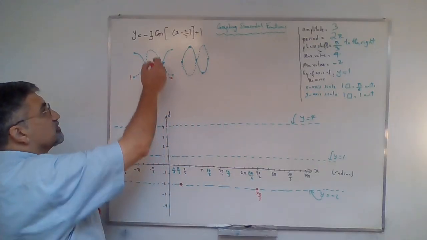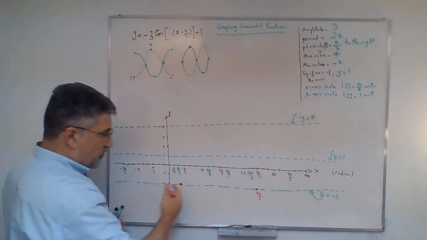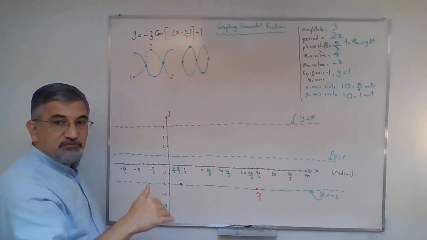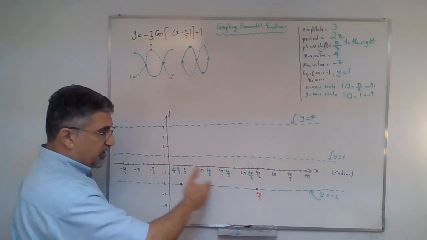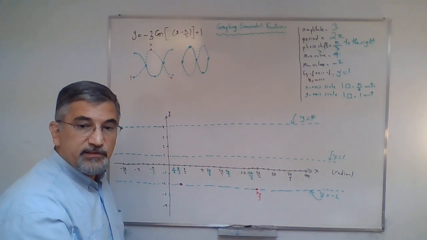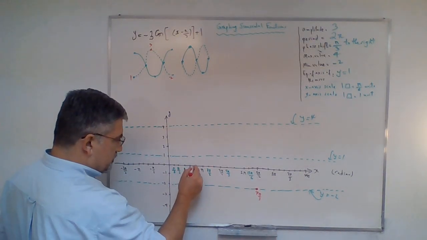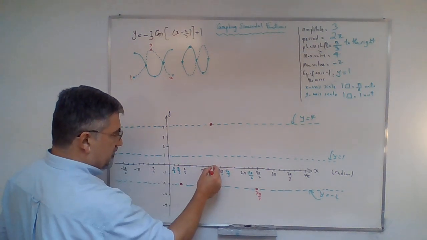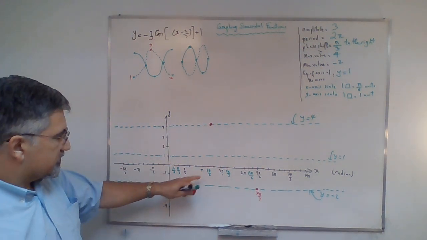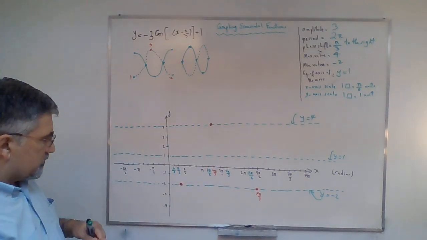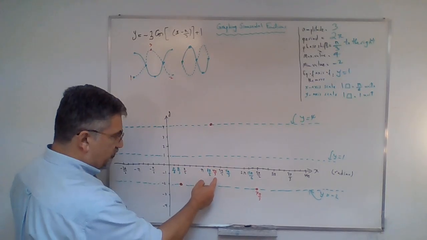Okay, the next point would be the middle point. In between these two, if I count the tick marks, there are 12 tick marks. Half of 12 is 6. So I start from here, I count 6 tick marks, 1, 2, 3, 4, 5, 6, and that is the middle point on the maximum line. It's 8 pi over 6, or 4 pi over 3 actually. 4 pi over 3: 1 pi over 3, 2 pi over 3, 3 pi over 3, 4 pi over 3.